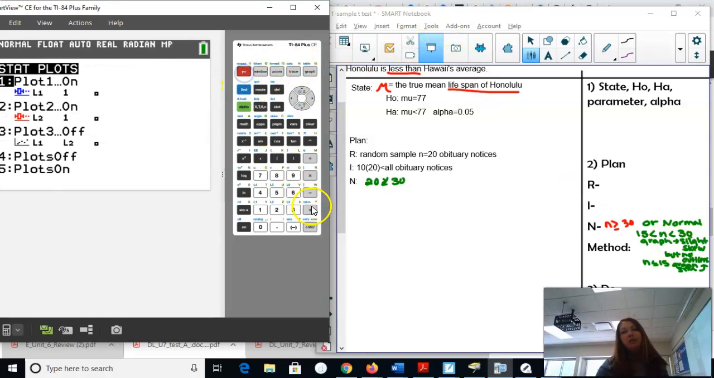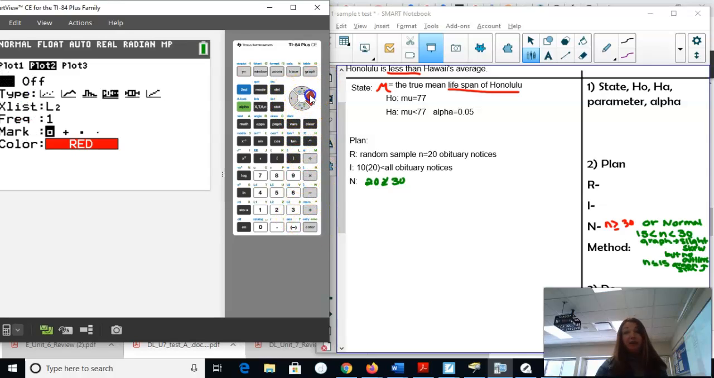When you're doing this, I always suggest to hit second y equals. Make sure that your plot 1 is the only one on. You don't want 2 plots on. So I'm going to go to plot 2, and I'm going to turn that off right now. Enter. And now I'm going to go back to plot 1, and I have that on.